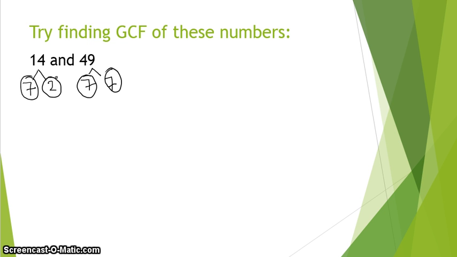Now let's see, what do they have in common? So 49 doesn't have any 2's, that's out. And 14 only has 1 7, so only 1 7 is in common. So the greatest common factor of these two numbers is 7.